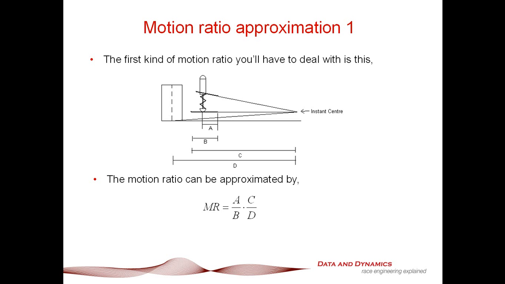If you're in a rush and you don't have your kinematic programs to hand, you can approximate it with A on B. If you need a rough rule of thumb of what your motion ratios are, you can use A on B, but if you really want to nail it down, it's A on B multiplied by C on D.